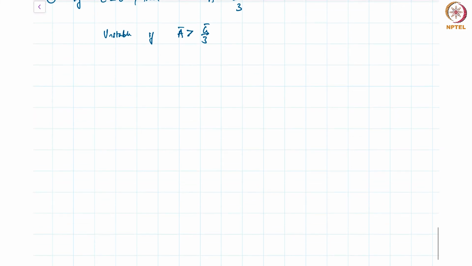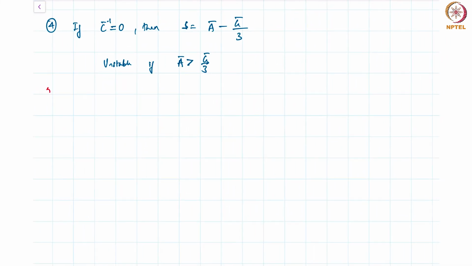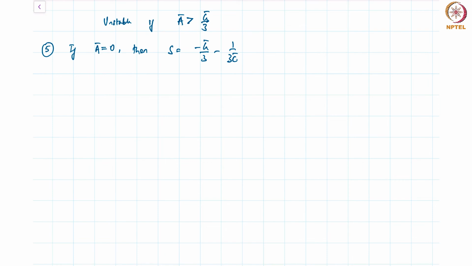Okay. Now, we should also consider another simpler case. These cases are all special cases where we are basically ignoring typically one force. We will finally consider the special case where A bar is 0, then we have C bar. Okay. Now this essentially will reduce to 1 by 3 minus G bar by 1 by 3 C bar.